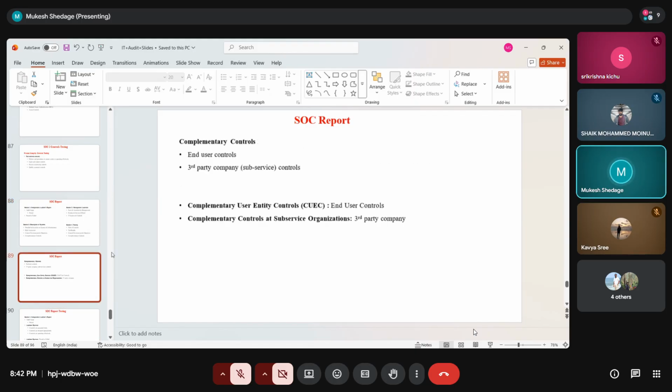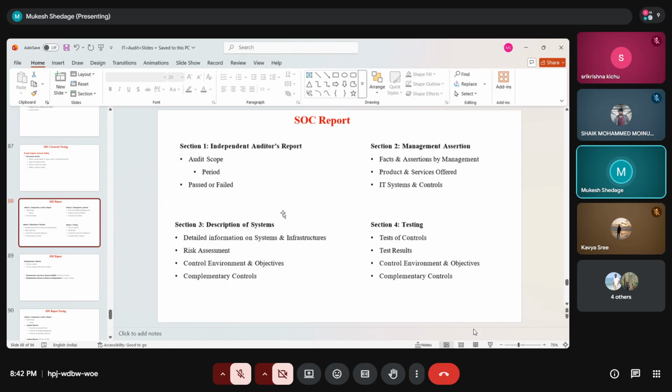The fifth section is the CUECs, complementary user entity controls. CUEC is optional. It is for third party companies, not for the enterprise, so you can skip it. These are not compulsory. But in the SOC report, whenever you do SOC control testing and prepare a final draft or Word report, these four things, your opinion, management assertion, description, and the actual testing, should be mentioned. Everyone has opened the SOC 2 Type 2 report?